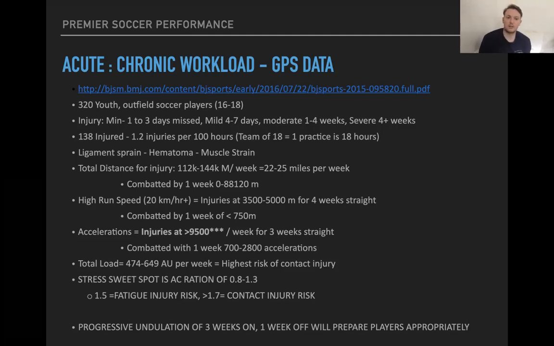The GPS itself will spit out a coefficient or a value based on the overall stress going through the body. Typically what they found in the study was that injury risk occurs if their total workload went above 649 or went between 475 to 650.